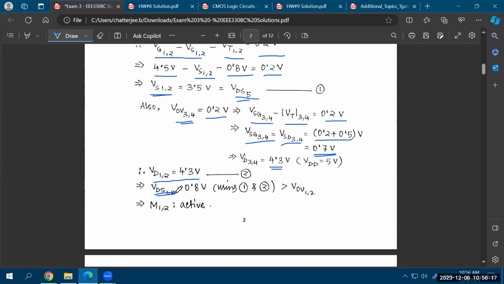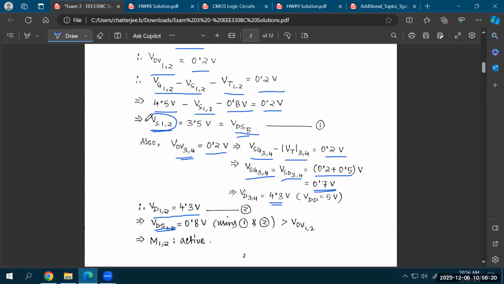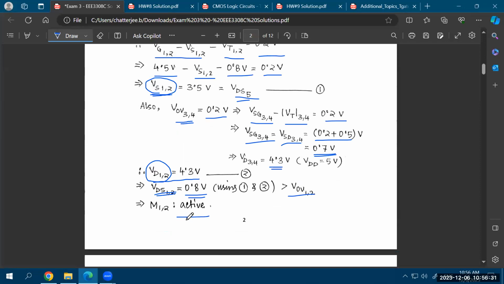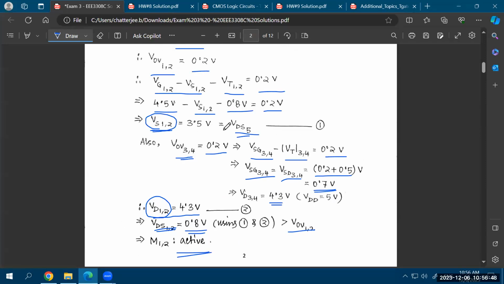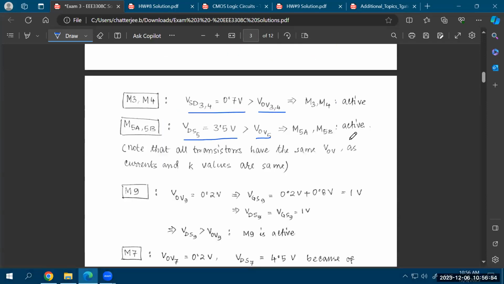You can find out what is the VDS of transistors 1 and 2, because you have already found out the source voltage of transistors 1 and 2, and the drain voltage of 1 and 2. So the difference of those two is 0.8 volts. And that is higher than the overdrive. So transistors M1 and M2 are also in the active region. M3 and M4, you have already found out that the VSD is 0.7 volt. Overdrive is 0.2 volts. So this is also in active region. M5A and M5B, you have already found out the VDS of 5 is 3.5 volts. The overdrive is equal to 0.2 volts once again. So this is also in active region.